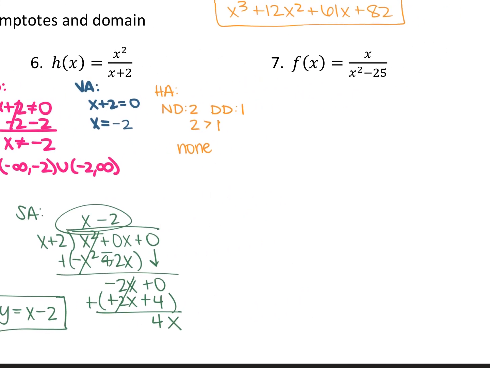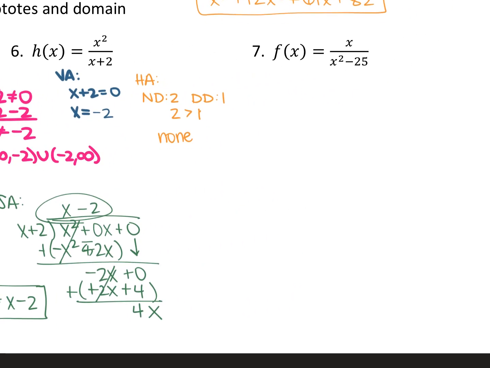For number 7, you have f of x is equal to x over x squared minus 25. For this one, your domain, you're going to take the x squared minus 25, set it not equal to 0, and solve. Move the 25 over, add it to both sides, or you could factor this since it's a difference of squares. It's up to you. You get x squared is not equal to 25. Take the square root of both sides. You have x cannot equal plus or minus 5.